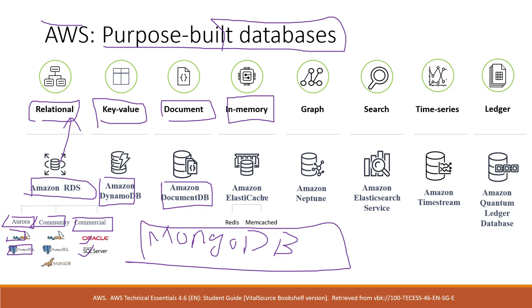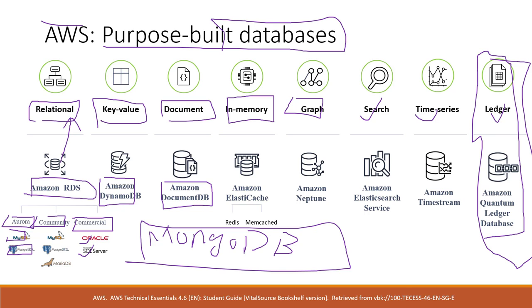AWS also provides in-memory stores and graph stores. They also have search, time series, and ledger databases. Those are pretty new, and to be honest, I'm not sure what this one is. Okay, so those are the different types of database solutions provided by AWS. In our class, we will only talk about Aurora, the relational database solution on AWS, which is Amazon RDS.